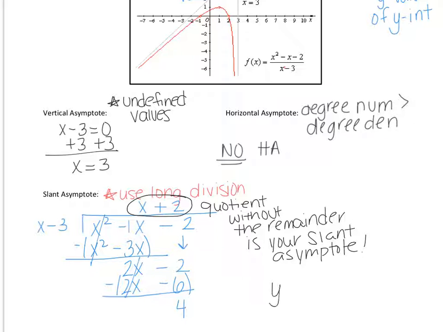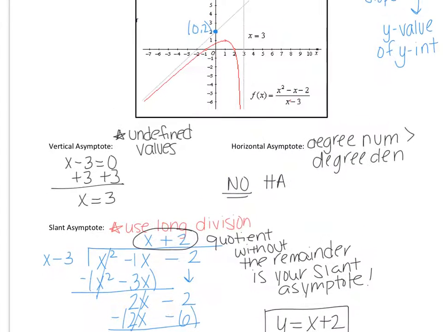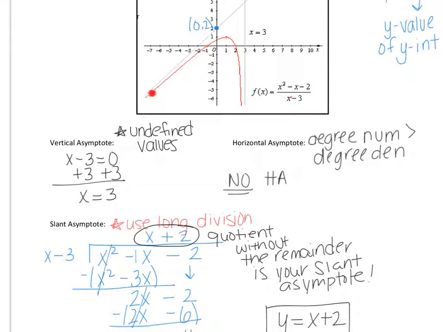So the answer is y equals x plus 2. Be careful, you always have to write it as y equals, because we're writing the equation of an asymptote, which again is what we got. If you want to look up here, this is my equation right up there of my slant asymptote.